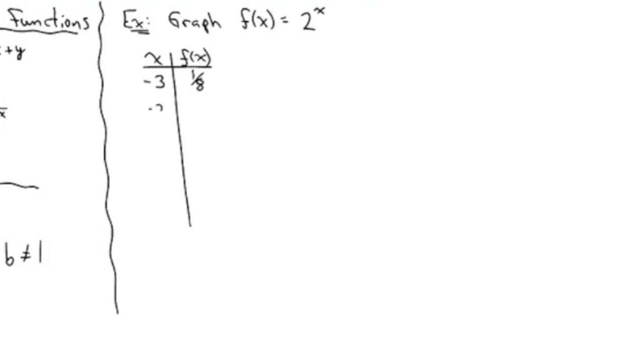Negative 2, 1 over 4. Negative 1, 1 half. 0, 1. 1, 2. 2, 4. 3, 8.